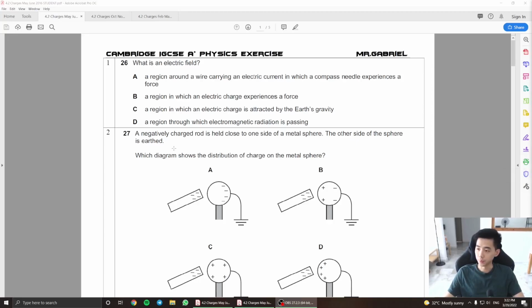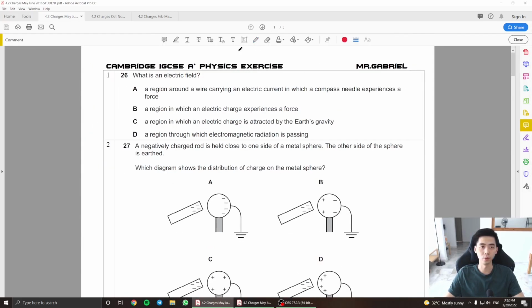Okay, ladies and gentlemen, this is going to be chapter 4.2, electric field charges. Looking at the first question here, what do they want from you? What is an electric field?